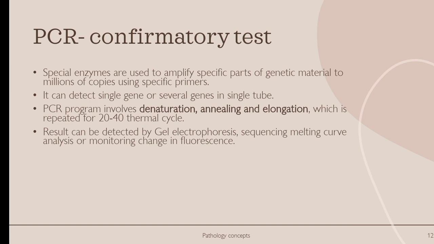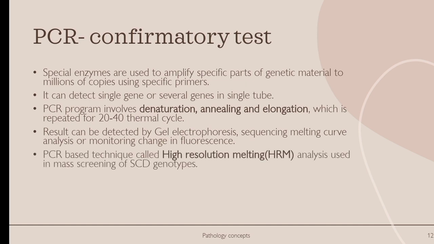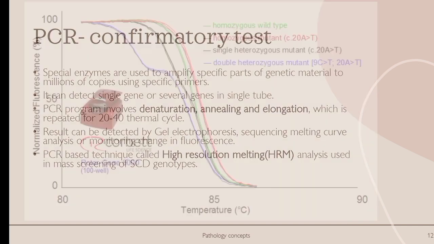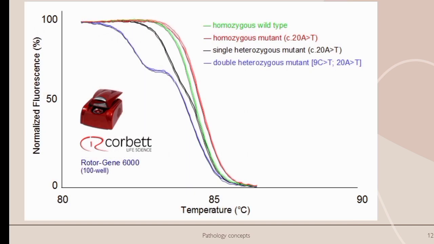The result can be detected by gel electrophoresis, sequencing, melting curve analysis, or monitoring change in fluorescence. The PCR-based technique called high-resolution melting analysis is used in the mass screening of sickle cell disease genotypes. The curve is plotted where the temperature is on the x-axis and the fluorescence is on the y-axis.